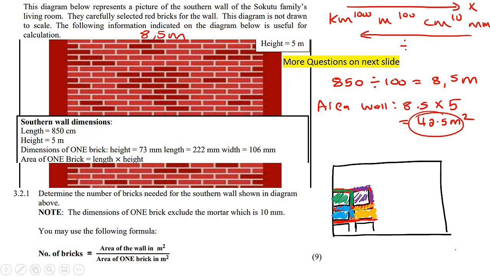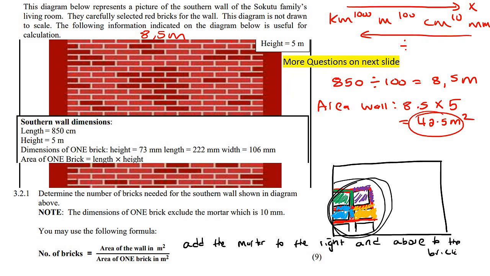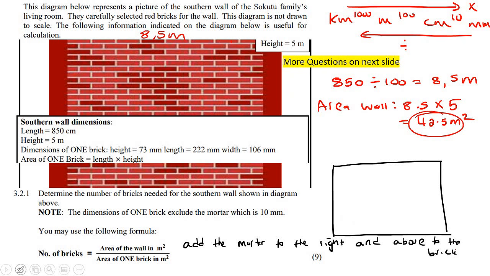So my strategy is: add the mortar to the right and above to the brick. By doing that, we will make sure that we have captured all of the mortar. What you don't want to do is take the mortar to the right, the left, the top, and the bottom per brick, because that'll cause a problem. I'll show you what I mean.